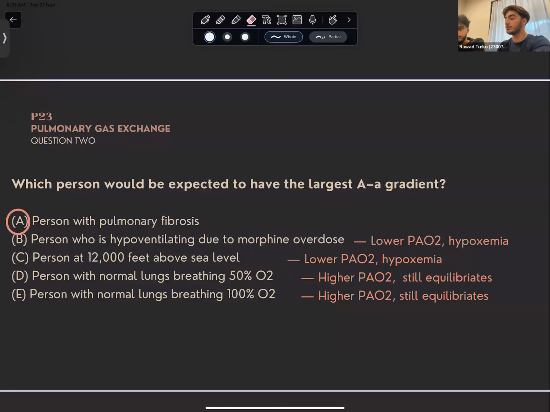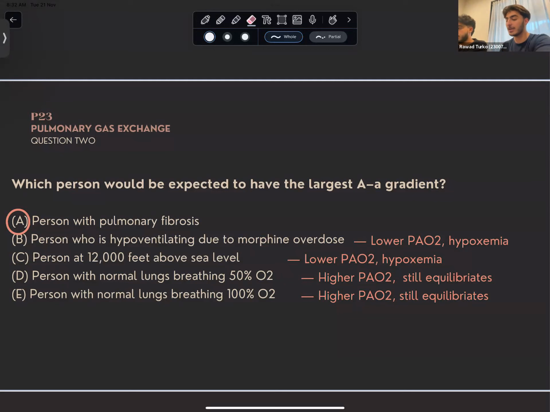So lower PaO2 and hypoxemia. The lower PaO2 is the main thing because they're both low. It's not that one is high and one is low. They're both low, so there's no gradient. A person at 12,000 feet above sea level is basically the same as hypoventilating: lower PaO2 because you're at a higher altitude, so there's not enough oxygen in there, and hypoxemia. It's basically the same thing.